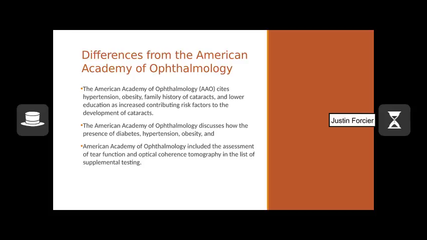I'm very surprised that the American Optometric Association practice guidelines didn't include hypertension, obesity, and family history as risk factors for the development of cataracts. The reason I was surprised is because, as we all know, hypertension and obesity are running rampant in the US population today. And I found a couple of good statistics on the CDC website, one stating that more than one third, or 36.5%, of US adults have obesity.